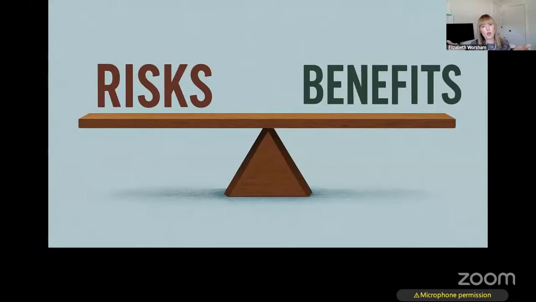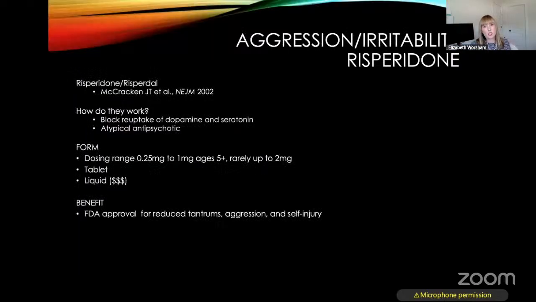We're going to move on to probably what you've been waiting to hear, or the hot key item, which is aggression and irritability. These are the atypical antipsychotics. Risperdal, if my history knowledge is correct, was the first medicine FDA approved for autism spectrum, specifically aggression and irritability. How do they work?